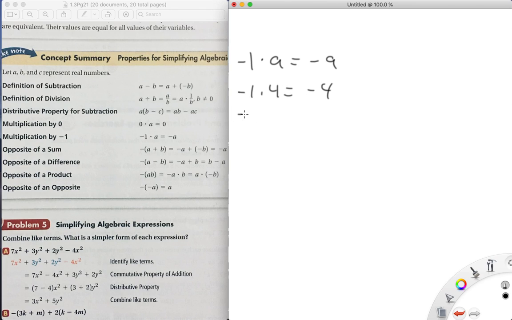Or I could think of it as two negatives. Negative 1 times negative 4 equals positive 4. Why? Because positive 4 is the inverse of negative 4. So any number times negative 1 equals the inverse.